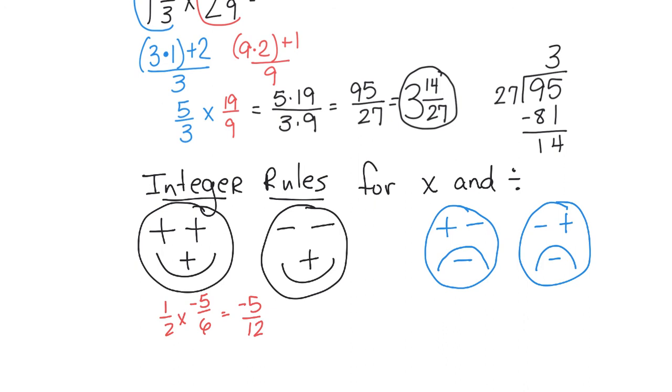If I had negative 7/8 times negative 11/12, both factors are negative. So if they're both negative, I'm happy, and that means that my answer is going to be positive. So I'm going to have 77 over 96.